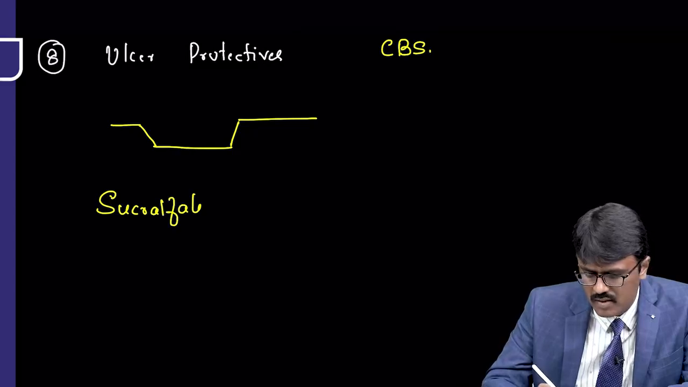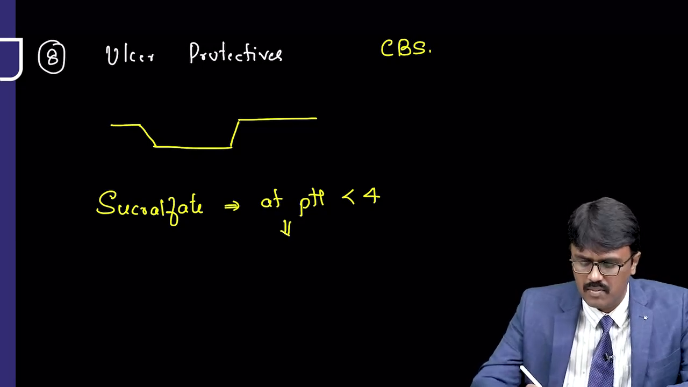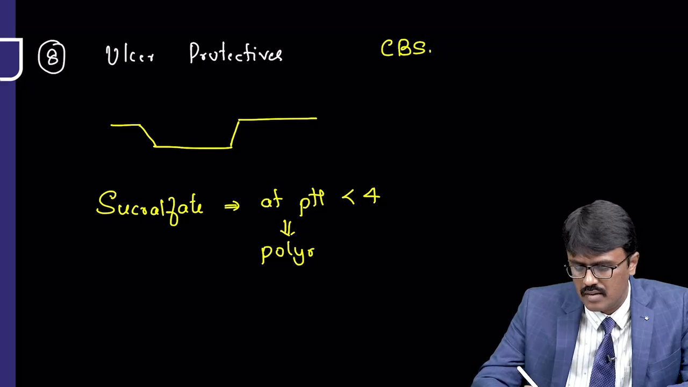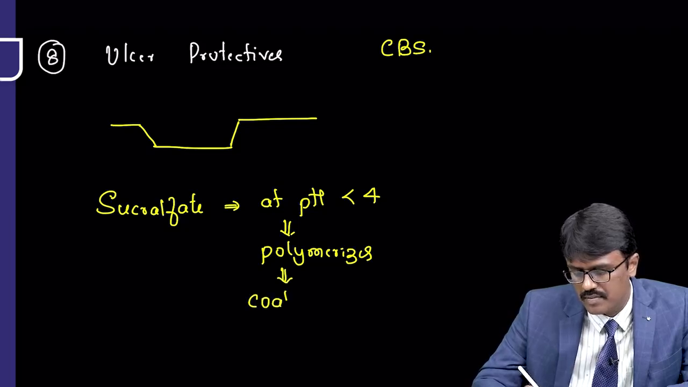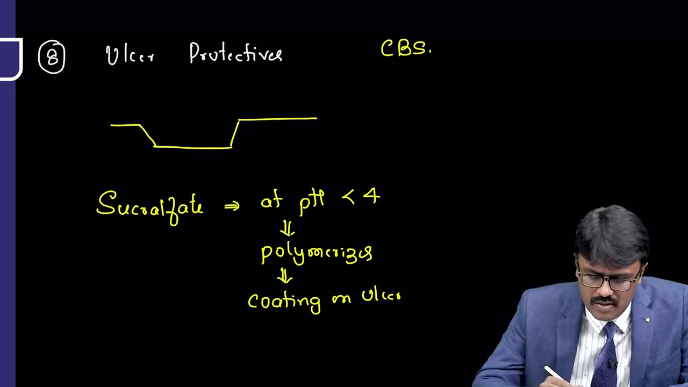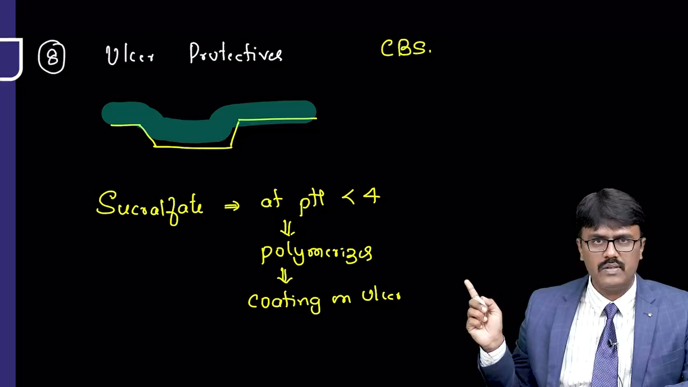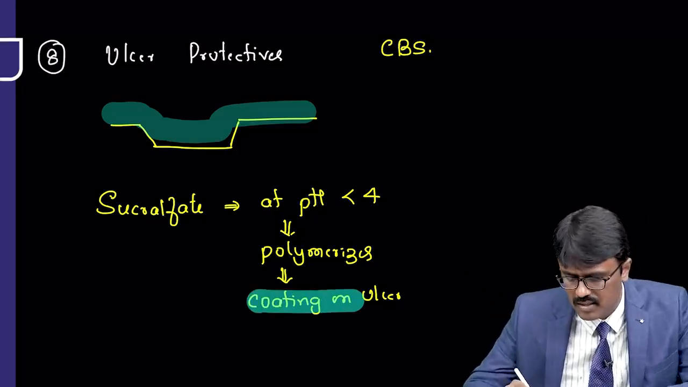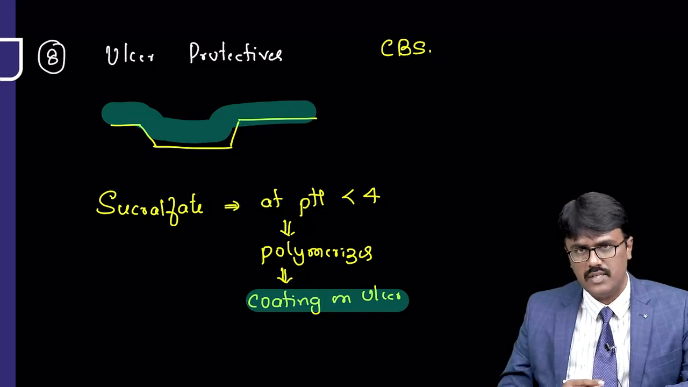So sucralfate, what happens when we give it at a pH less than 4? At a pH less than 4, it polymerizes and it forms a coating on the ulcer. So if this is the ulcer, I'll just show you, sucralfate will form a coating like this on it. It will polymerize and make a coating like this. After it coats, the ulcer will start healing. So that's why it is called ulcer protective. The name is sucralfate.